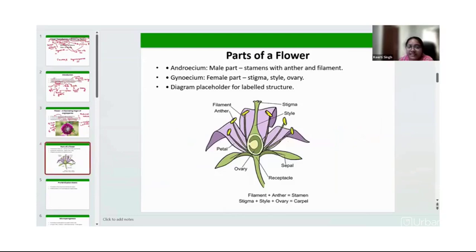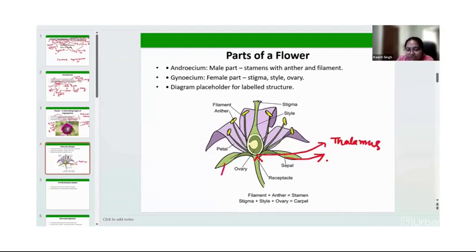See, this is the part of a flower, a typical flower. This is the cross-sectional view of the flower. Here you can see this outer part which supports the ovary. This is a receptacle, also known as thalamus.